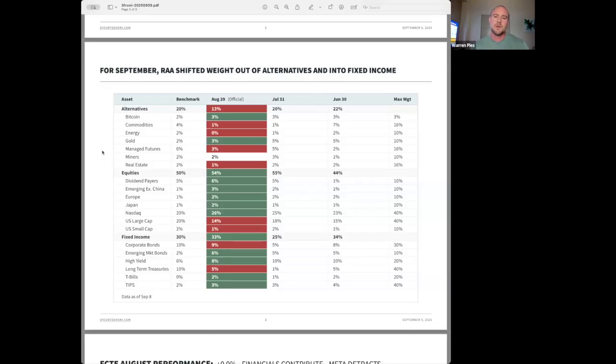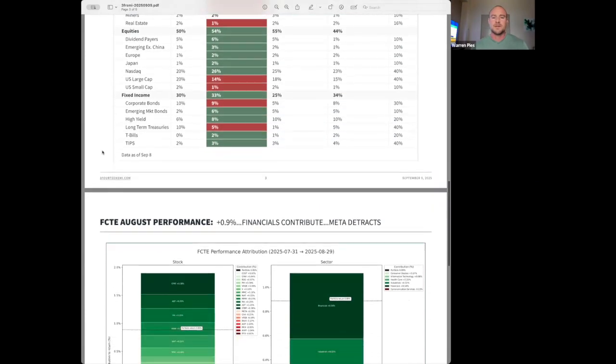So it was a fortuitous rebalance into the fixed income space for the real asset allocation model, and September is off to a good start for the fund. Let's move on to FCTE.